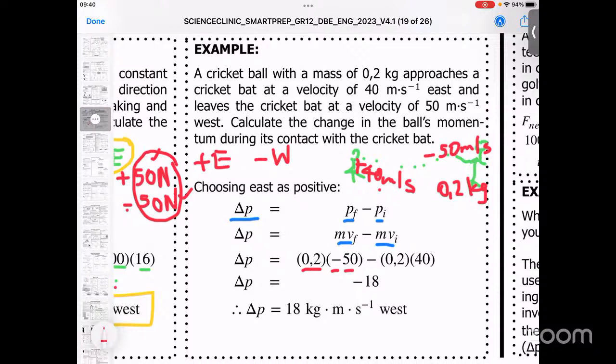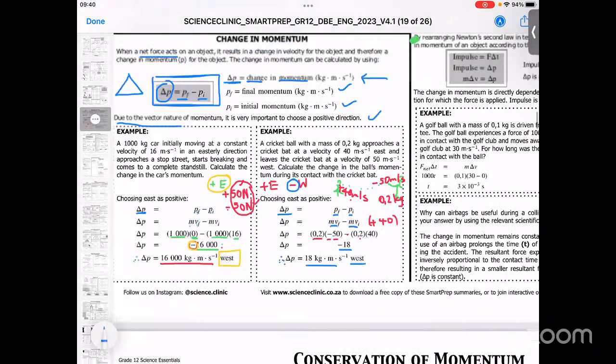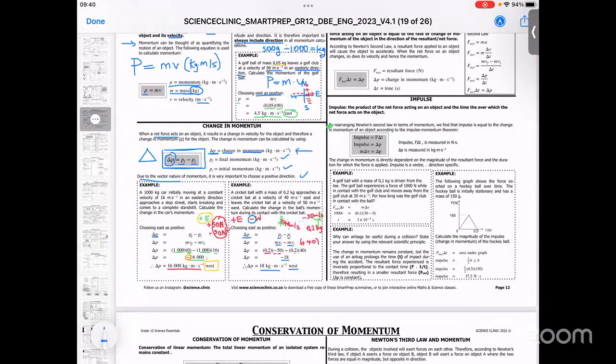And then the minus is for the formula, the mass still the same. This one is substituted as positive 40. Why? Because we assumed east to be positive. Very, very much important, honorable member. And then now you put it on your calculator, you get your answer as negative 18. So that negative, we know negative means west. So that is why we will conclude to say, therefore, the change in momentum equals 18 kilograms meters per second west. So that's how you get full marks after writing the magnitude and the direction. Very, very much important on that one.